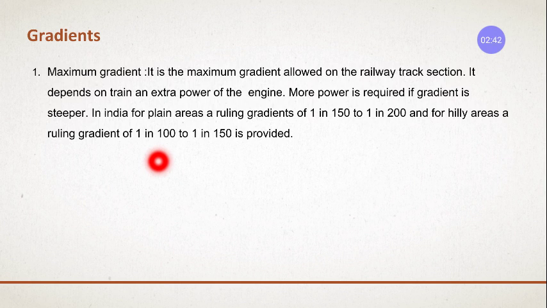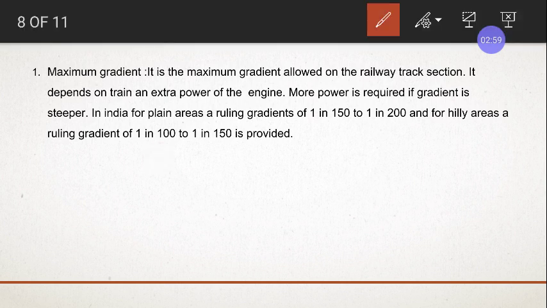This is the maximum. You can provide less, but you cannot provide more than this. You can't provide more than 1 in 150 in the case of plain areas. You can't go for 130 or 140, because 150 is the maximum value. It might be an up gradient or a down gradient, anything it might be.